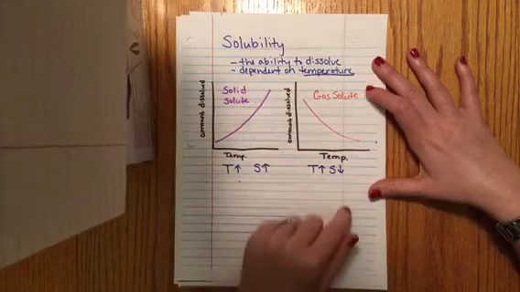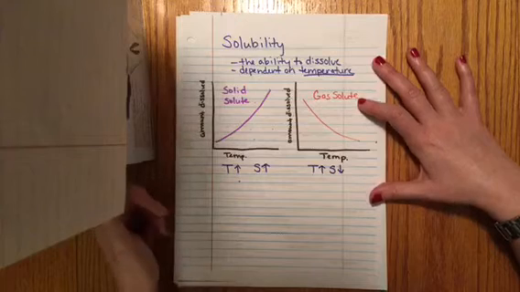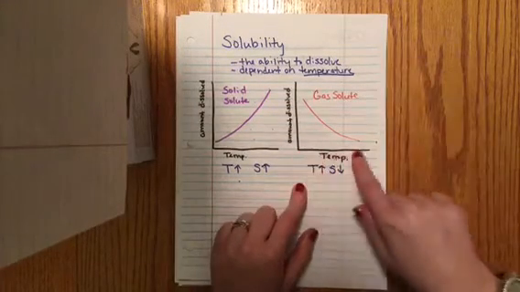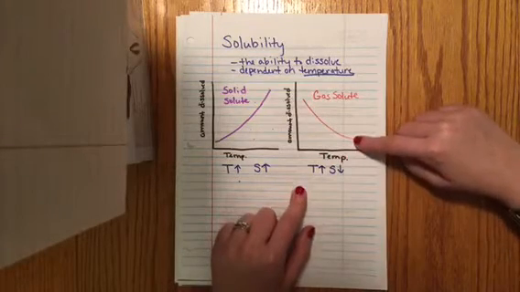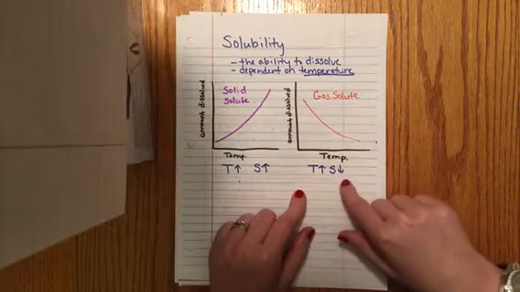Now the opposite is true for gases. Solids and gases are opposite in their relationship between temperature and solubility. With a gas solute, the hotter it is, the less I'm able to dissolve. And so that's an inverse relationship. When temperature increases, solubility decreases.